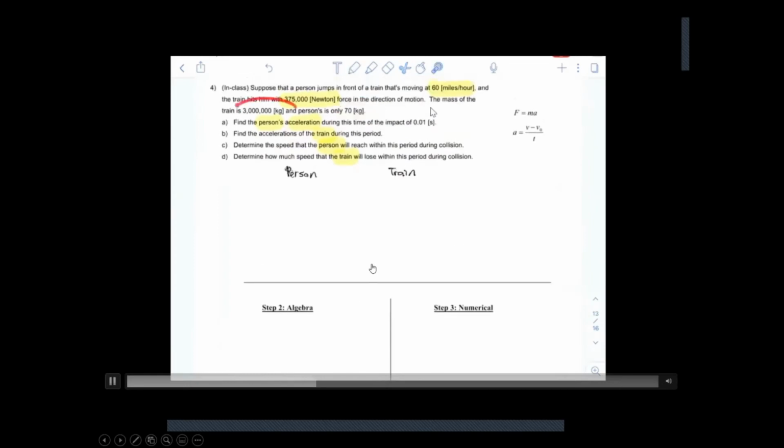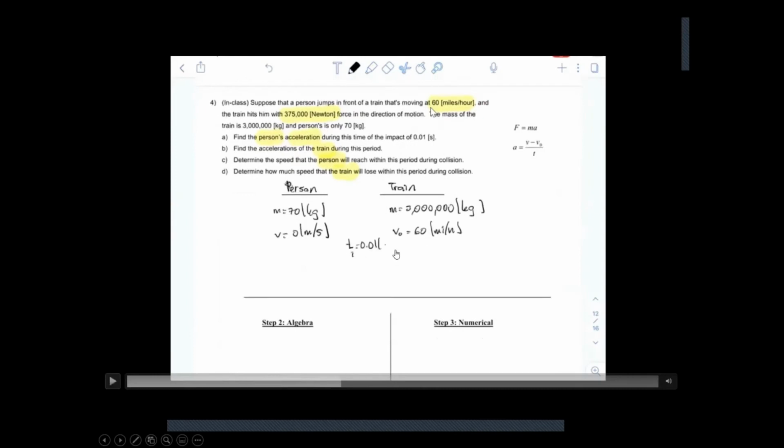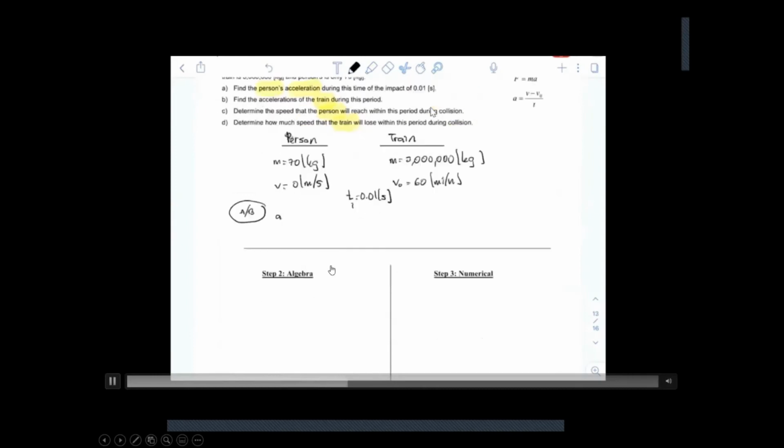So a person and a train, respective masses: 70 kilograms, that's my mass, and the train is 3 million kilograms. The train is moving at 60 miles per hour, the person is not. This should be the O. Estimated impact time is going to be a hundredth of a second. Find the accelerations of the person and the train, and the final speeds of the person and the train. Okay, let's do the conversions.